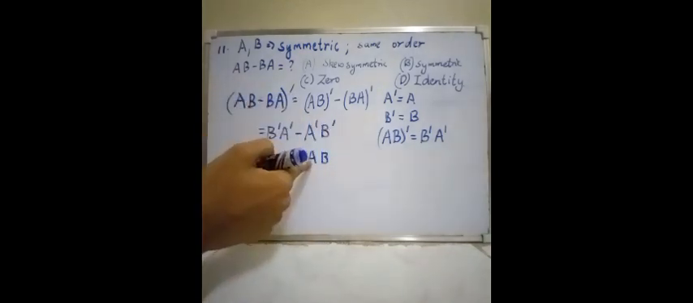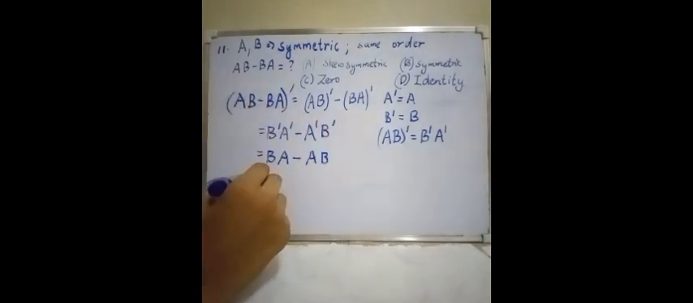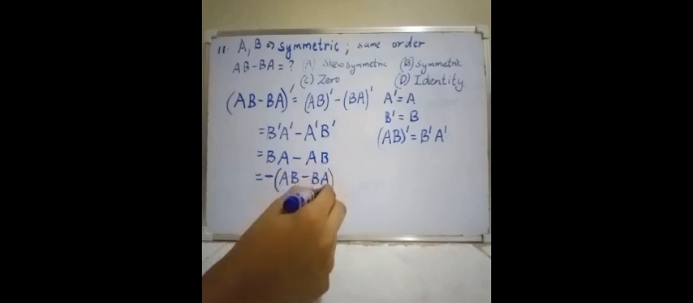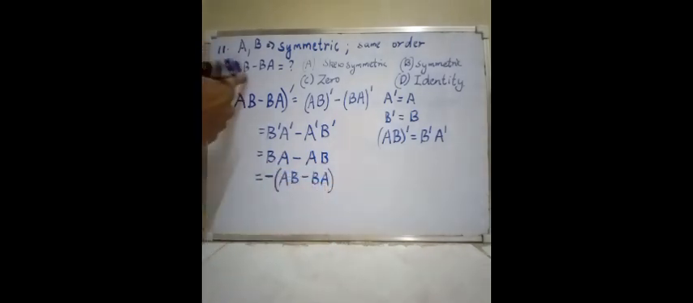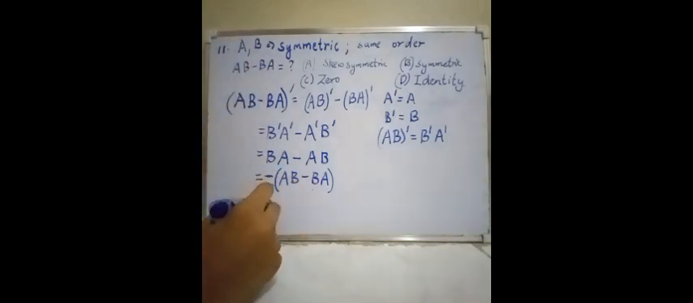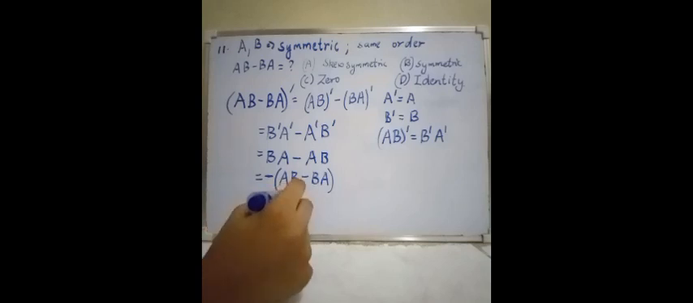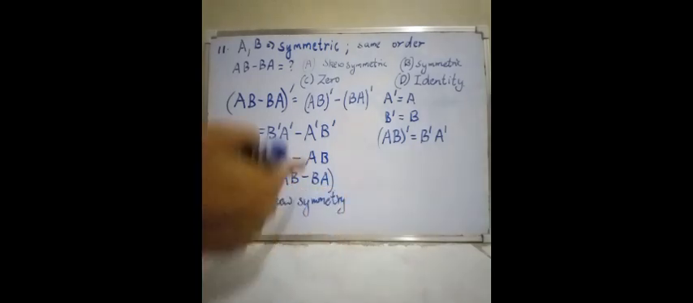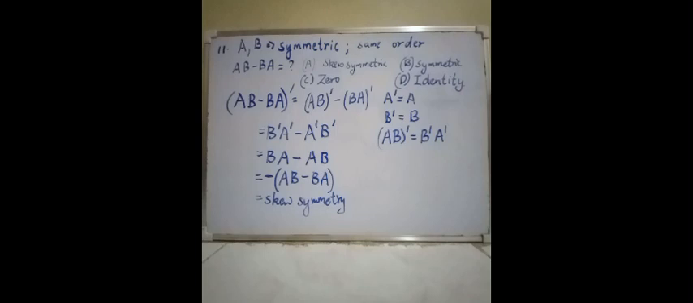Now we can take the negative symbol out, so it will be AB minus BA. Now compare it with the real matrix, AB minus BA. After taking the transpose, we are getting the negative of the same thing, which means it is actually skew symmetric. When you take the transpose, if you get the negative of the real matrix, it means it is a skew symmetric matrix. So the correct option is option A, skew symmetric.